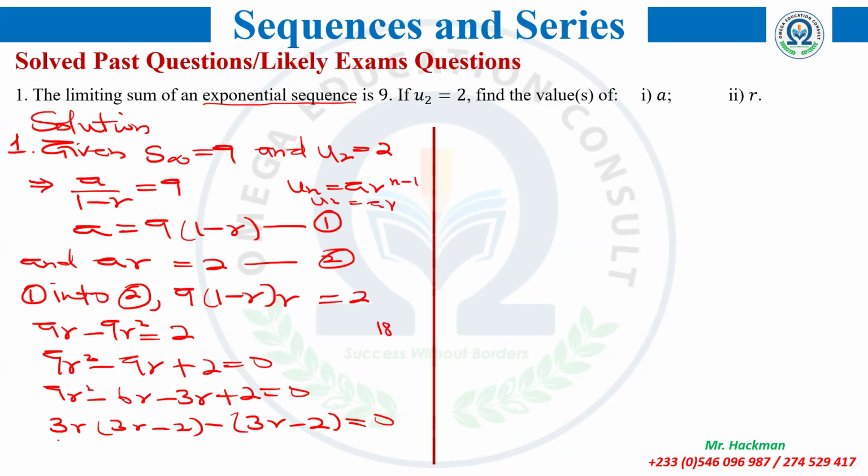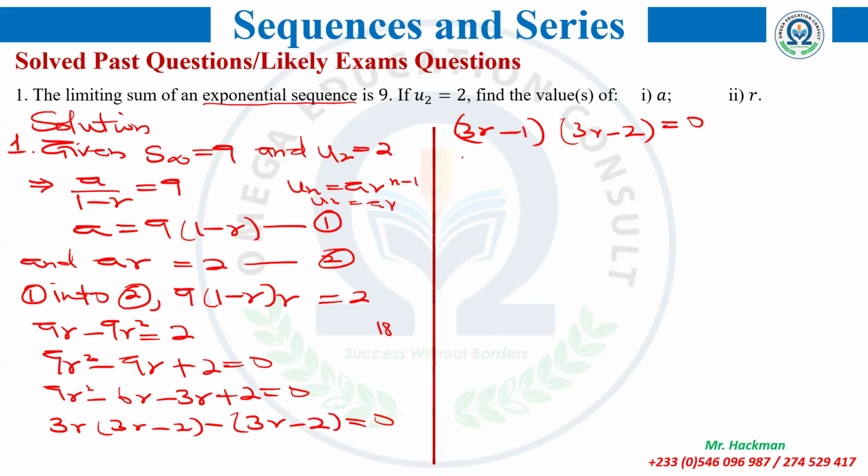Okay, so at this point we are going to completely factorize. Let me complete that here. So it doesn't really matter. So I will get 3R minus 1 into 3R minus 2, and it's equal to 0. Am I right? Yes, please. Okay, so you set each of the factors to 0 and you solve for your R.